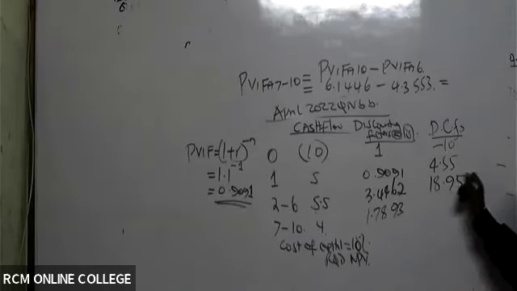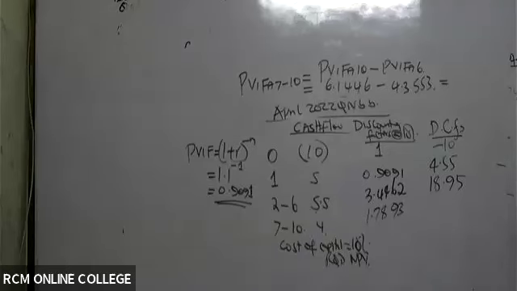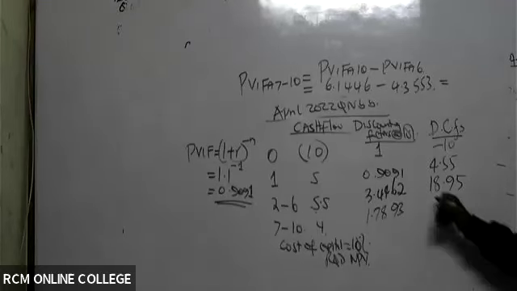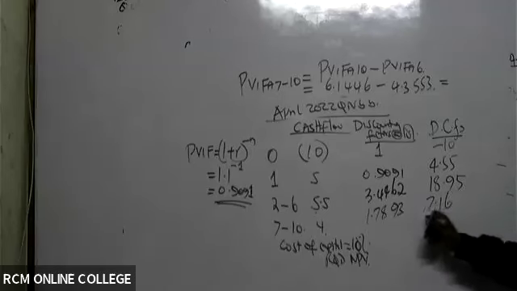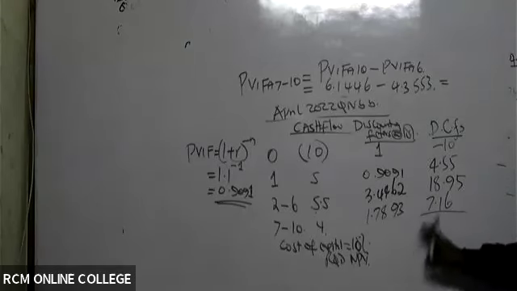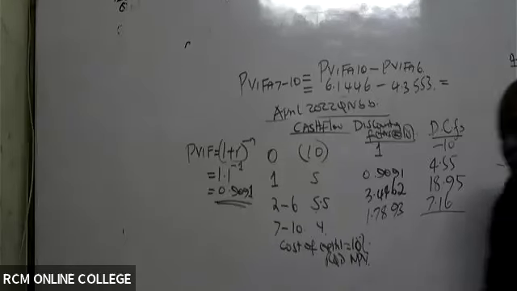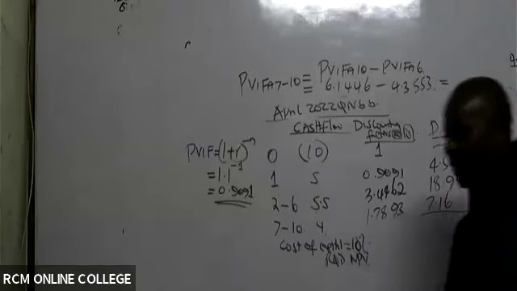18.95. Okay. How about the very last one? 4 times 1.78 and 9 is really 7.16. Then you come and add up everything to give me the total present value.